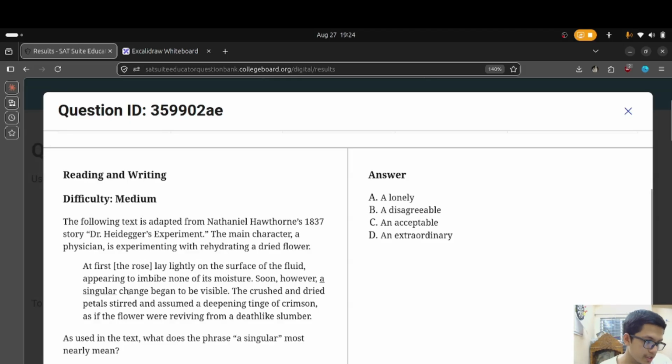So in the question it says singular. As you can see, the question has dashed the singular. Now, let's read the whole line. Soon, however, a singular change began to be visible. At first it lay lightly on the surface of the fluid, appearing to imbibe none of its moisture. Okay. Singular is like something exceptional, like a singular change. Usually it doesn't mean one.